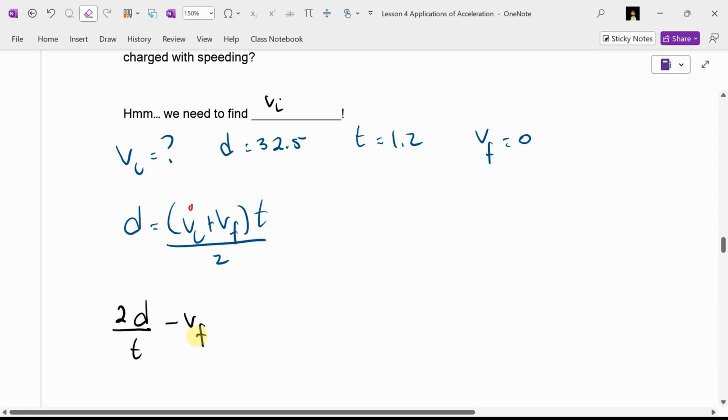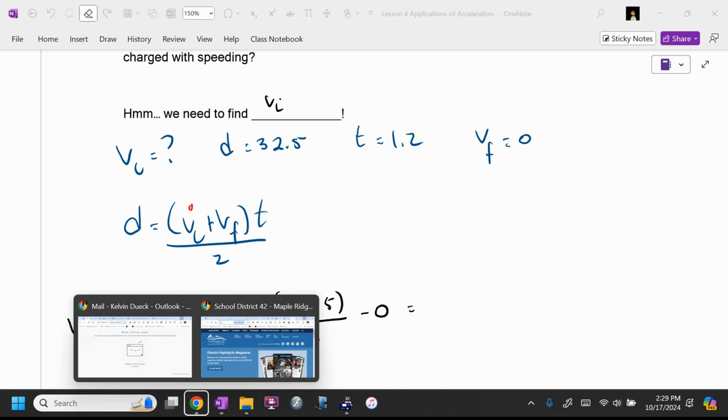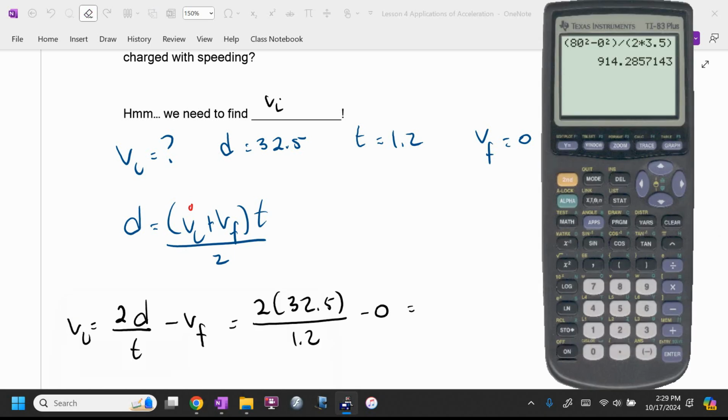There's no more bracket because I took care of that. Not inside the fraction, but beside the fraction. And if you don't mind, I'm going to go like this. So it's going to be 2 times 32.5 divided by 1.2. And then the minus 0 isn't going to change anything, but had it not been 0, that's where it would have gone.